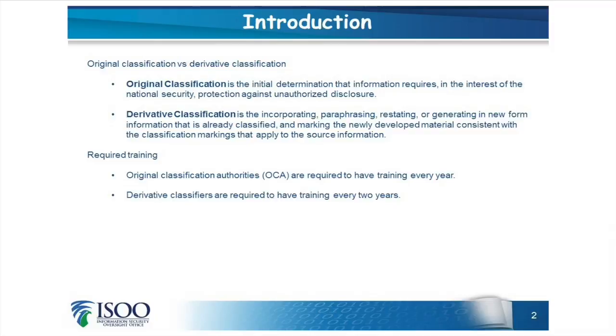Let's begin our discussion with identifying the differences between original classification and derivative classification. Original classification is the initial determination that information requires, in the interest of the national security, protection against unauthorized disclosure. Derivative classification is the incorporating, paraphrasing, restating, or generating in new form information that is already classified and marking the newly developed material consistent with the classification markings that apply to the source information.